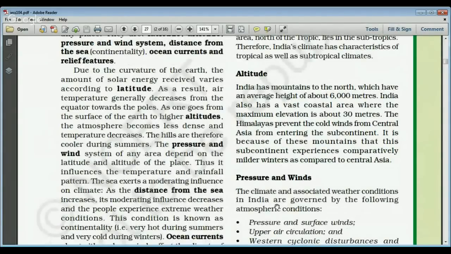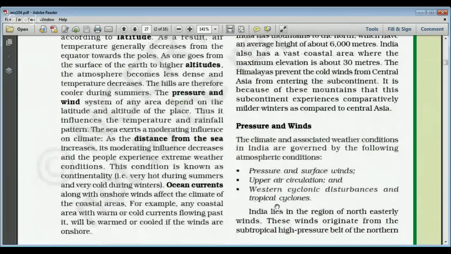Now the third control is the pressure and wind system. The pressure and wind system of any area actually depends upon the latitude and altitude of that place, and that is why it influences the temperature and rainfall pattern. And then the continentality effect, because the sea exerts a moderating influence on the climate. I've told you that there are two types of breezes, the land breeze as well as the sea breeze.